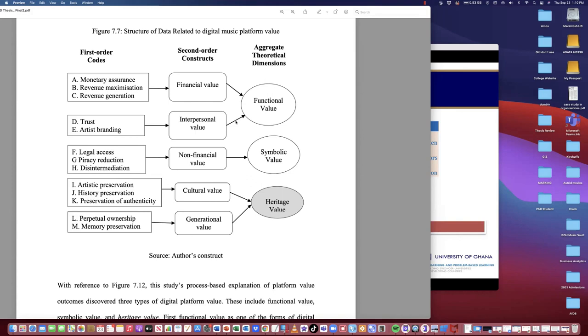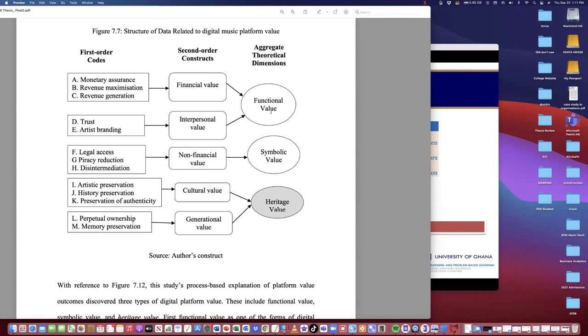Now, the financial value plus interpersonal value become what is functional value. His function as an artist, what is he gaining? He gains some financial value, he gets some interpersonal value, some credibility in that one. So he gets some functional value there. So he came up with the different types of value that you can generate from a music platform: the functional value, symbolic value, and heritage value.